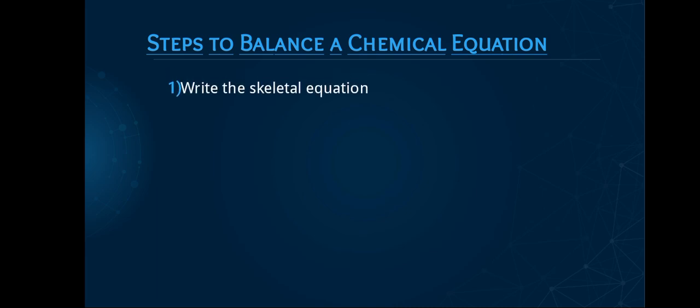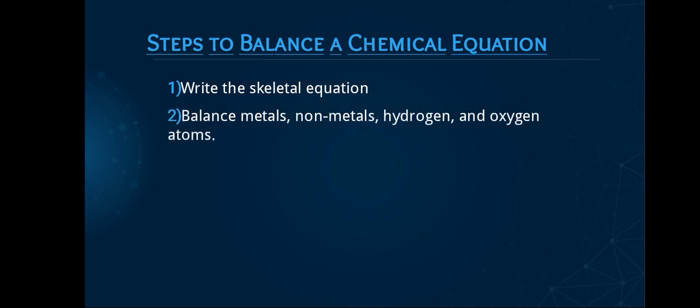First, write the skeletal equation, which means the unbalanced equation. Second, balance. First you need to balance metals, then non-metals, then hydrogen and oxygen atoms. If you remember this order, you can easily balance any unbalanced chemical equation or skeletal equation. First you need to balance metals, and then non-metals, hydrogen and oxygen atoms. Next, verify the balanced equation.